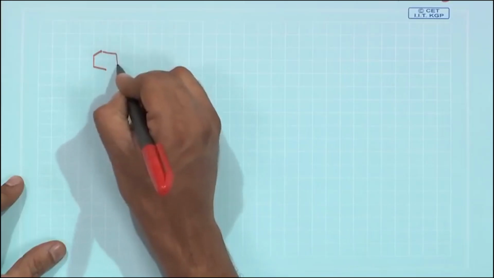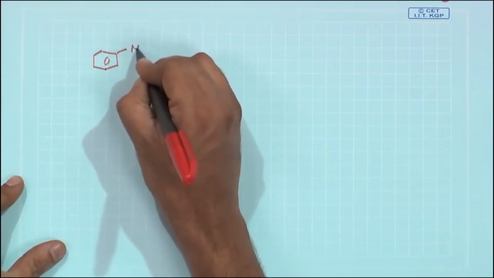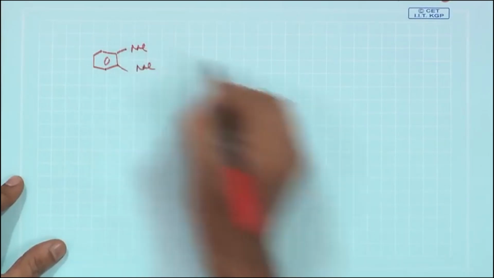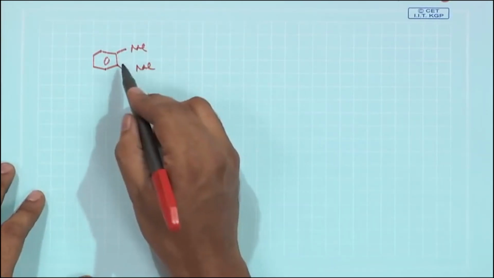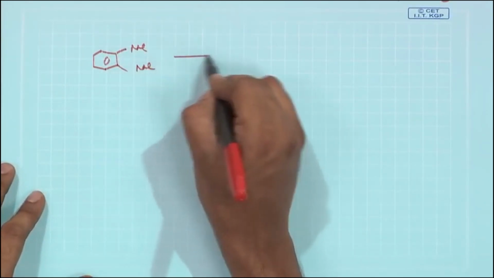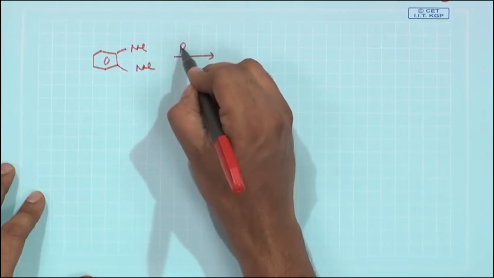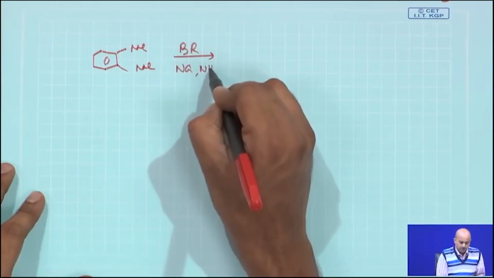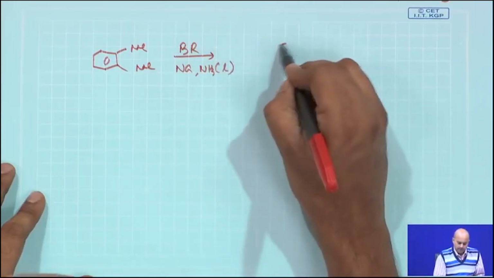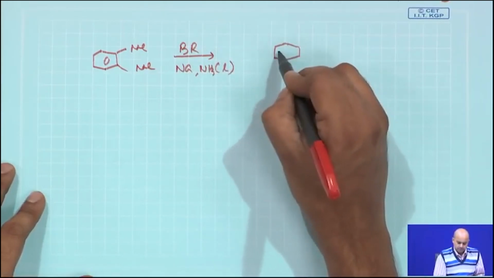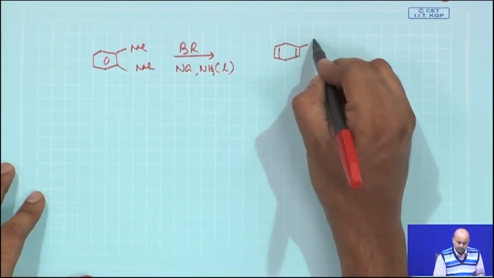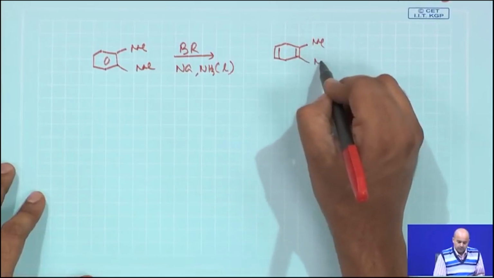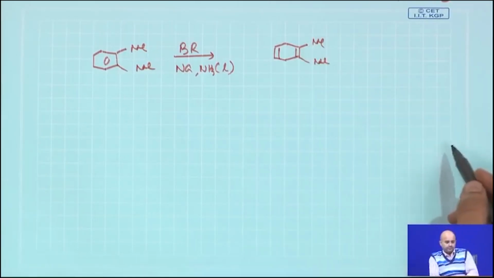Now, in this particular case xylene was used as the starting material. You see the xylene molecule has 2 electron releasing groups on the benzene ring. So, you do a Birch reduction with sodium and liquid ammonia, and based on the regiochemistry you will get this compound.